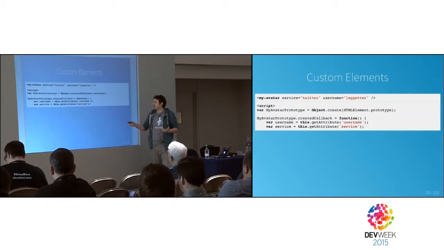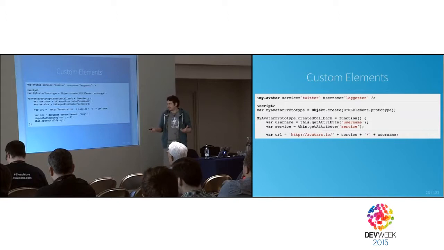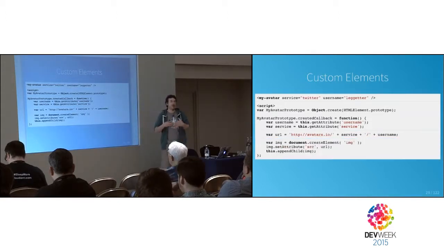Because it's an element, this refers to the actual element that you've created. You can do this.getAttribute, username, service. And then I'm building the URL just within that function, avatars.io, service, and username. I'm creating an image. I'm setting the source attribute to the URL that I've built, and I'm doing this.append, so I'm appending it to the custom element that's created.